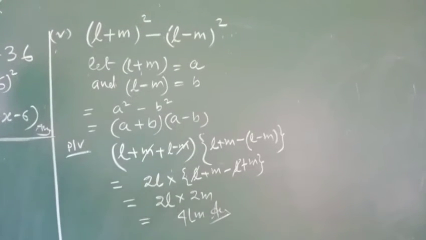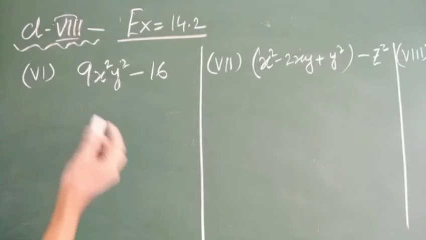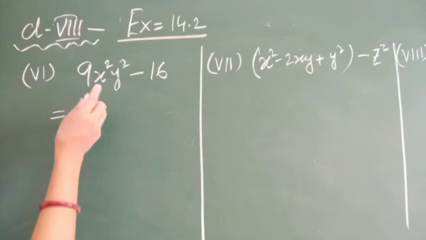Okay students, now question number 6. Look at this question: 9x square y square minus 16. You remember that identity we are using here, a square minus b square. We will use this only. See if it is possible or not.